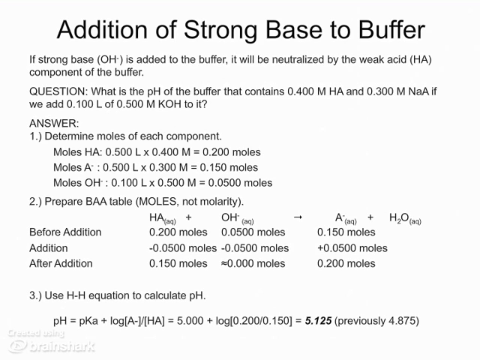Now we use our HH equation, and we know that pKa is 5, which we calculated earlier, and again we can use moles instead of molarity in the HH equation because our volumes are the same. So when we perform this calculation we get a pH of 5.125, and when we started we had 4.875. So again the pH changes towards the basic side, but not by much because we have a buffer solution.